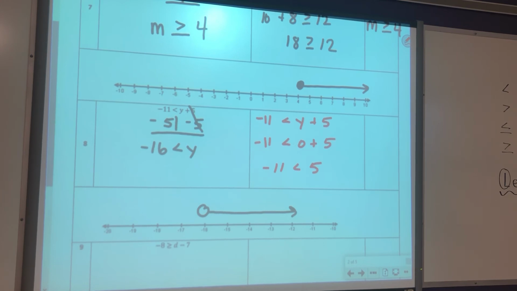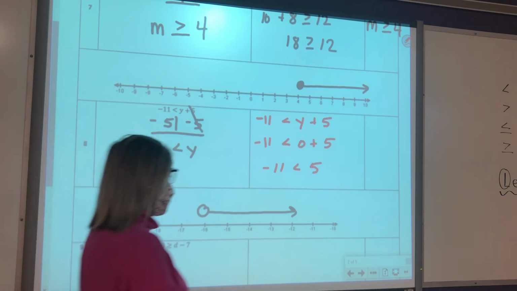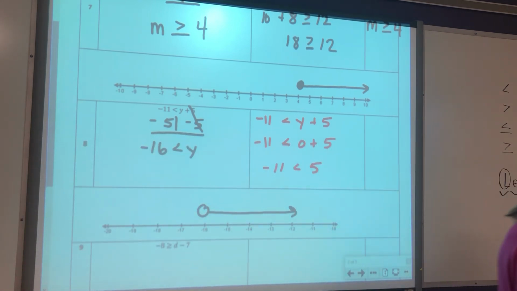Negative 11 is less than 5. I'd rather have $5 in my pocket than owe my sister $11. Dear God, I've never heard the end of it, right? Those of you who have siblings who have borrowed money, you get it, right? I've actually never been. Yeah, my brother takes money from me and never gives it back.